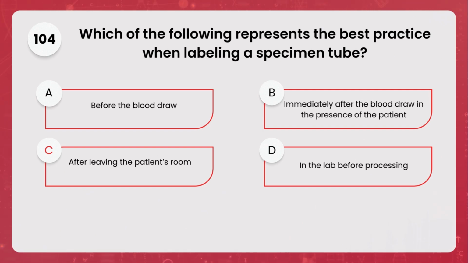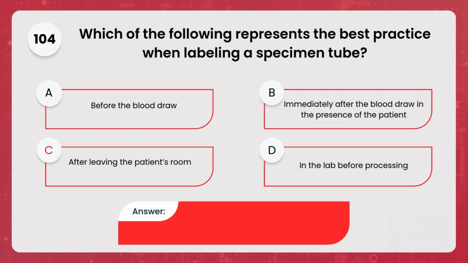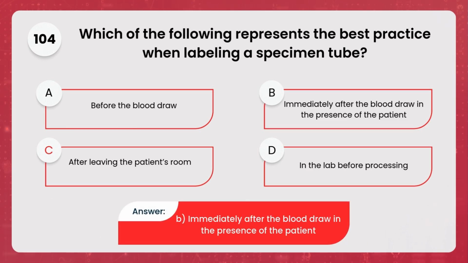Number 104. Which of the following represents the best practice when labeling a specimen tube? A. Before the draw, B. Immediately after the draw in the presence of the patient, C. After leaving the patient's room, or D. In the lab before processing? The answer is B. Immediately after the draw in the presence of the patient.